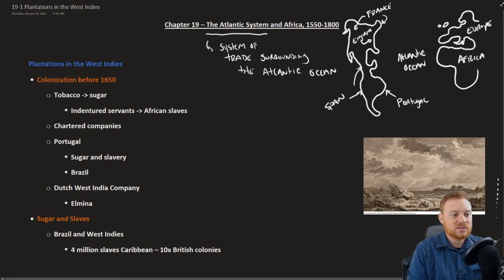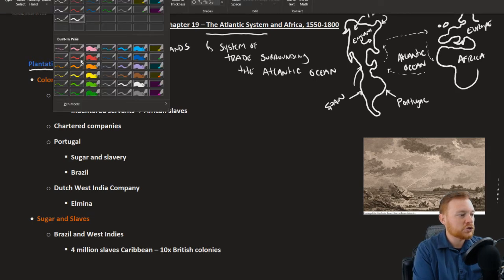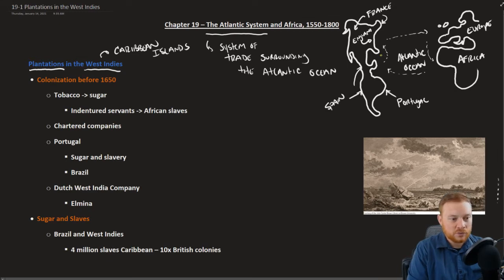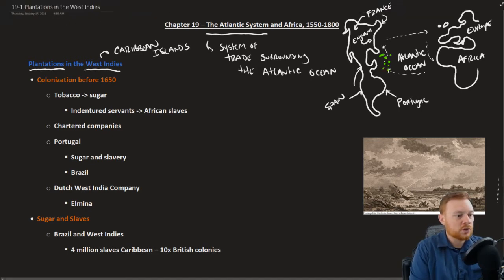And so this Atlantic system is in reference to how this system of exchange and trade works, and it might also include the various societies that emerge around this ocean. And that's more or less the focus of this chapter. Now, this section is looking specifically at plantations in the West Indies. The West Indies are the Caribbean islands, and we'll mark a different color to show that here. The Caribbean islands are these islands right off the coast of Florida. It includes Cuba, but there's also various other islands. So that's what we're focused on in this chapter, just those small little islands right there.